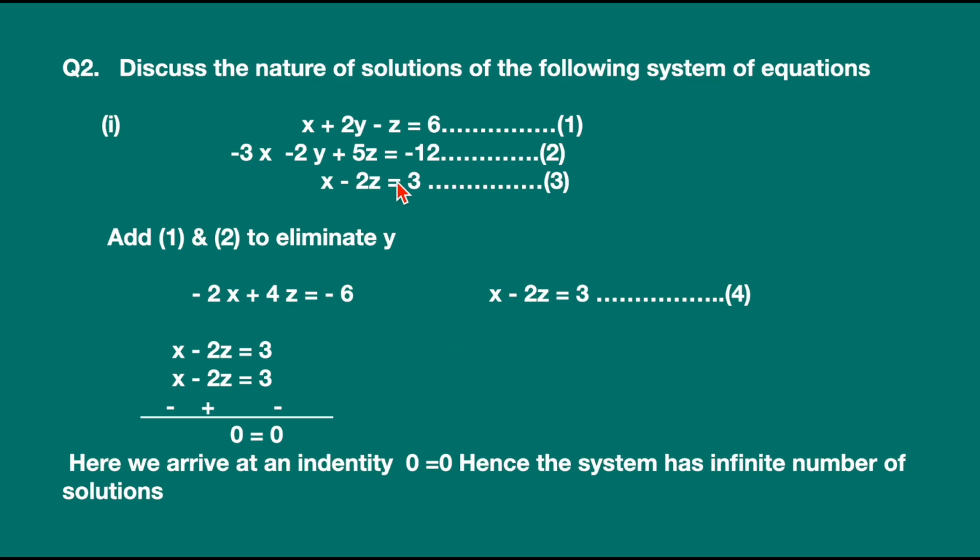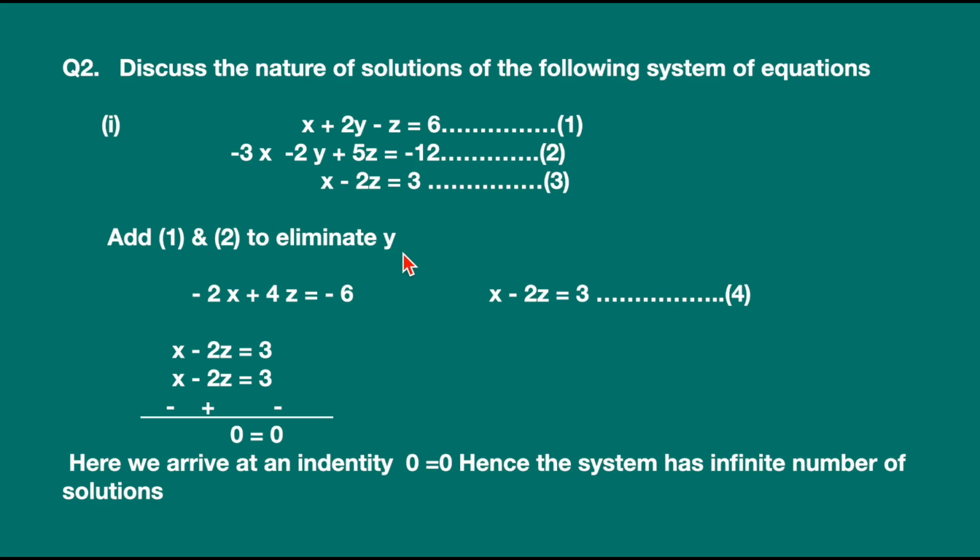Discuss the nature of solutions of the following system of equations. So here we have to find the nature of the solution, what type of solution it is. Here are the 3 linear equations in 3 variables x, y and z. First, as usual, we are going to find the solution.